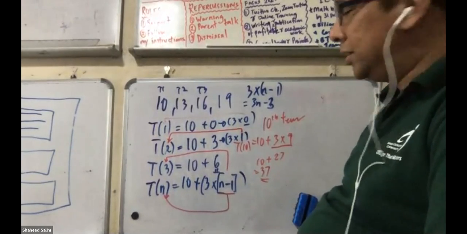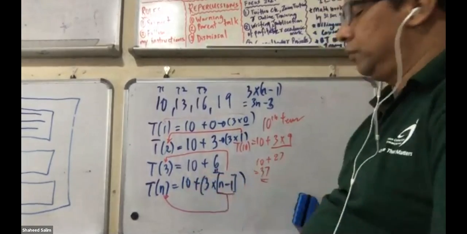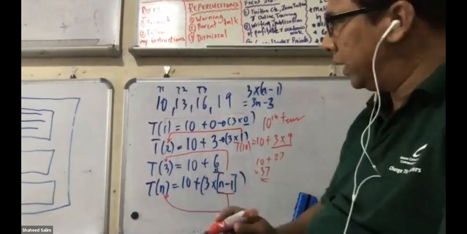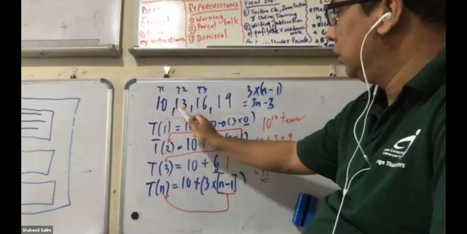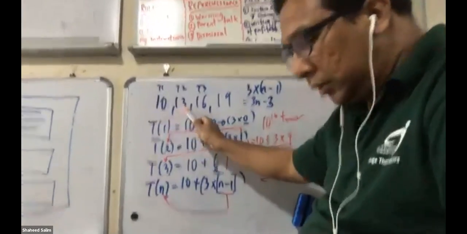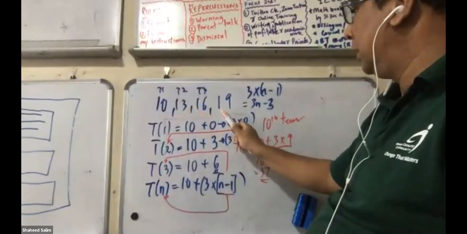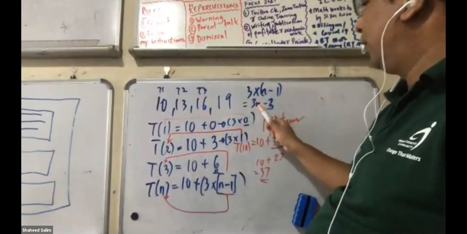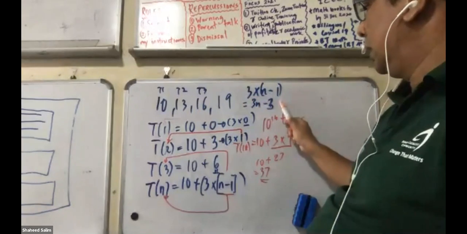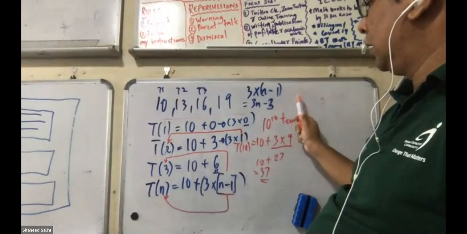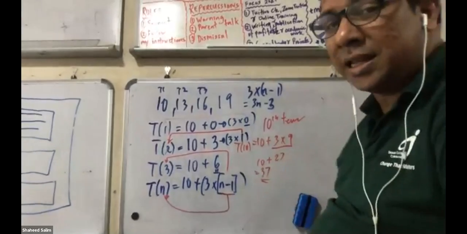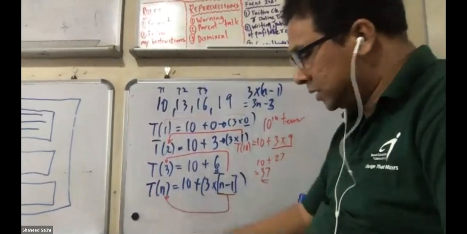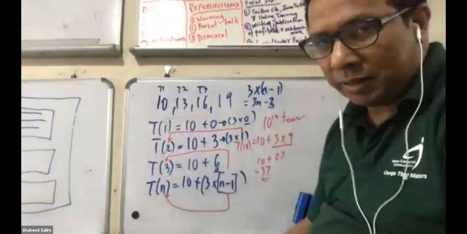So this is actually a formula. Formulas are easier than listing out to the 10th term. See, 10, 13, 16, 19, then 22, 25, 28, 31, 34, 37. I'll still reach 37, but I have to list it out. So a formula like this helps us find the answers immediately.